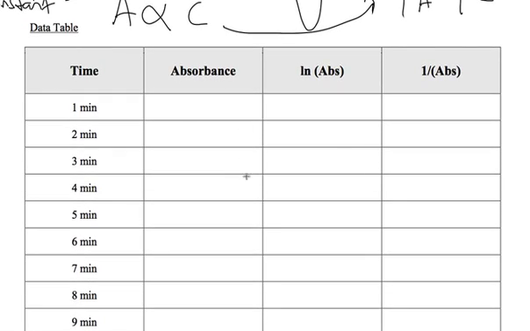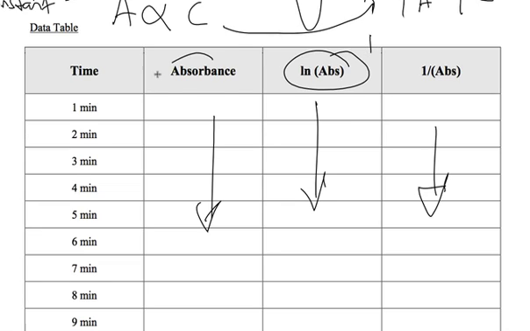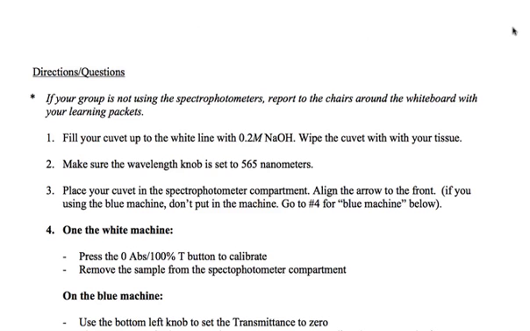So we had this large graph, and your absorbance was plotted here. You plotted the natural log of the absorbance and the reciprocal of the absorbance. If this gave us a straight line, it was first order. If this gave us a straight line, it would be zero order. And if this gave us a straight line, it would be second order. So let's go through and look at what we got.